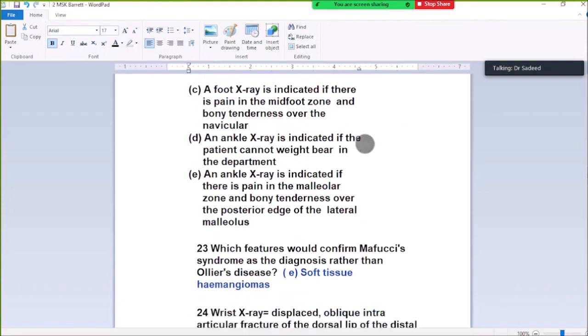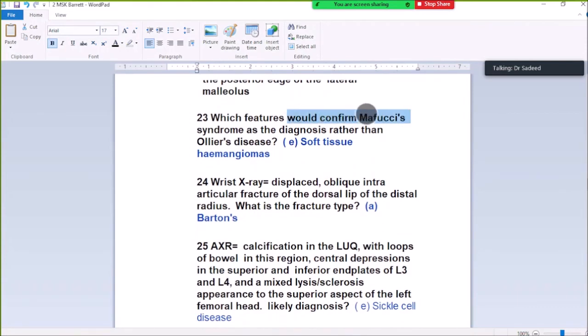metatarsal. 23. Which feature would confirm Maffucci syndrome as a diagnosis rather than Ollier disease? Soft tissue hemangiomas or soft tissue calcification will diagnose Maffucci syndrome rather than Ollier disease.